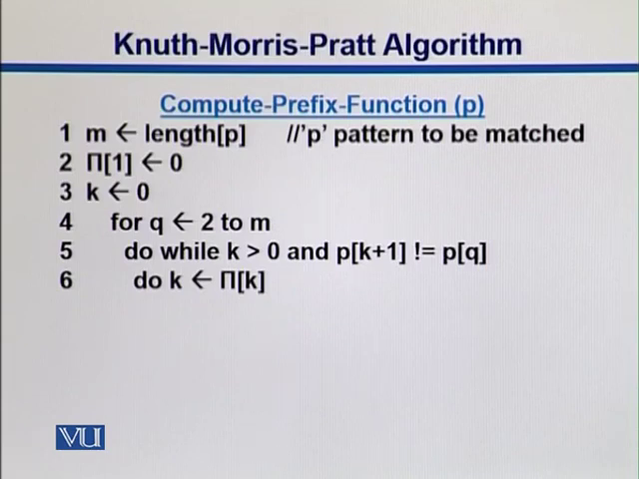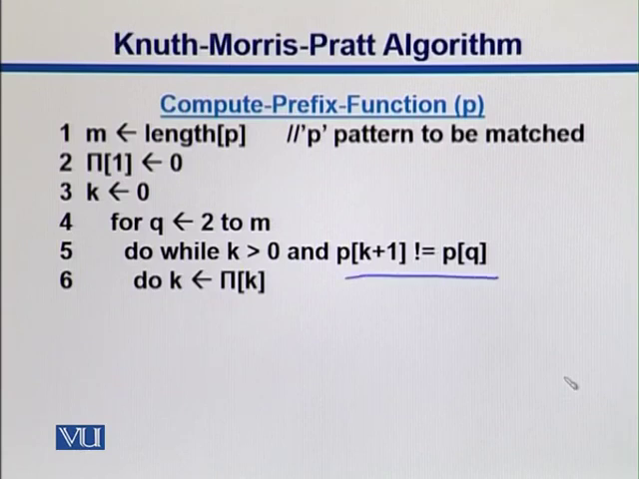If k is 0 and p of k plus 1 is not equal to p of q, so within the pattern, p of k plus 1 means, if we are at the first place, we are taking the first position of the pattern, that is equal to p of q. So we are comparing the first with the second position within the pattern over here.